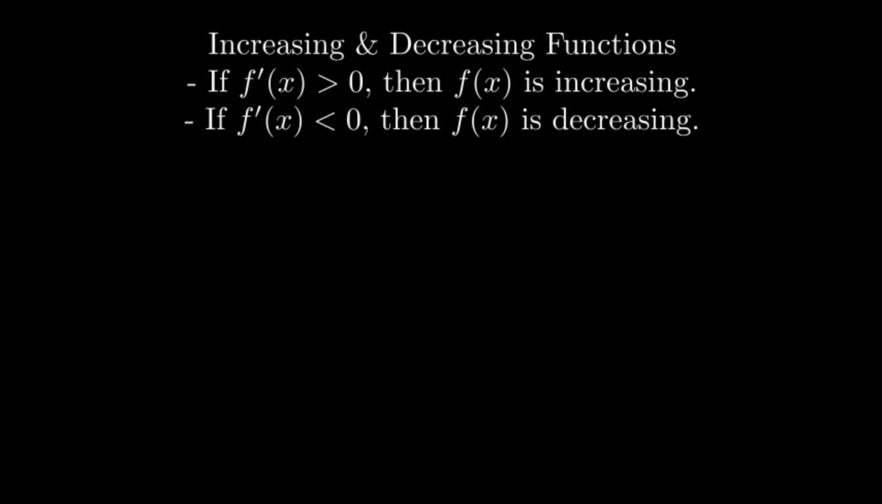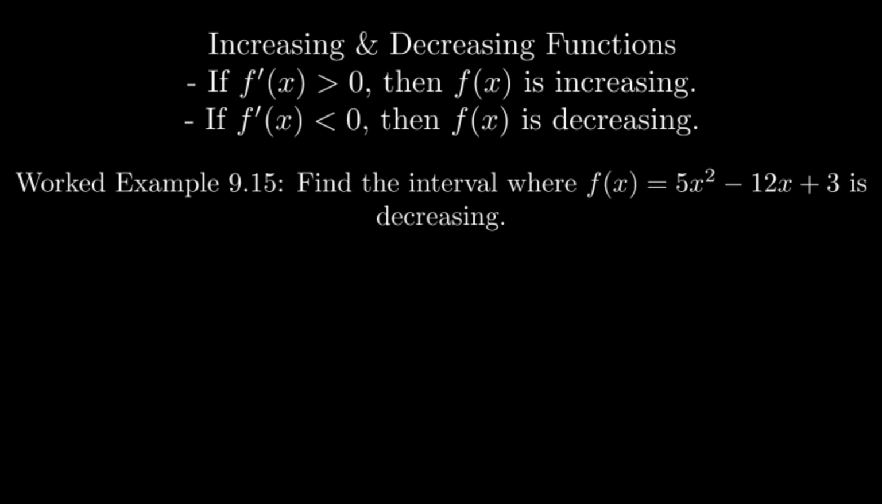Now let's connect this back to the graphical ideas we started with. We can use the derivative to find out precisely where a function is increasing or decreasing. The rule is simple. The derivative, f prime of x, tells us the gradient. If the gradient is positive, the function is going up or increasing. If the gradient is negative, the function is going down or decreasing. So if f prime of x is greater than 0, f of x is increasing. If f prime of x is less than 0, f of x is decreasing. Let's use this to solve a problem.